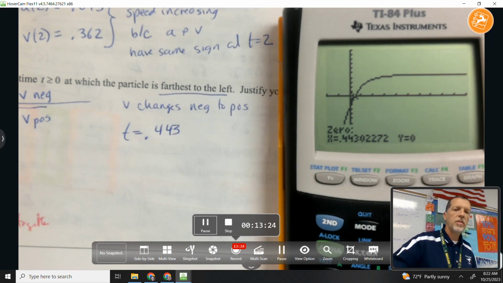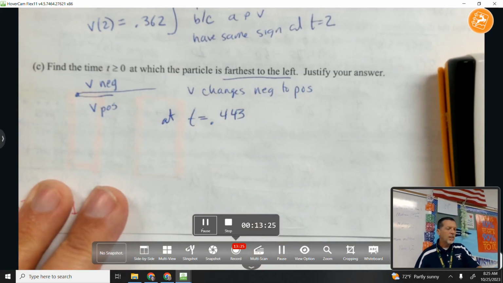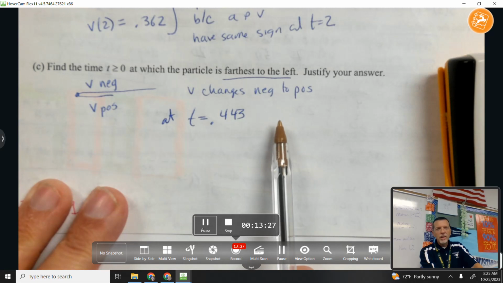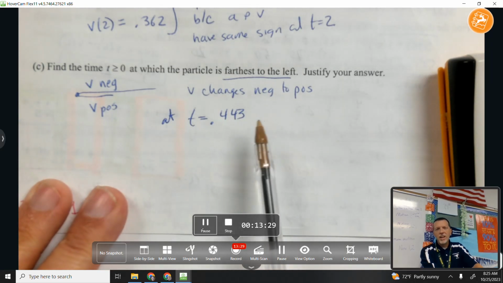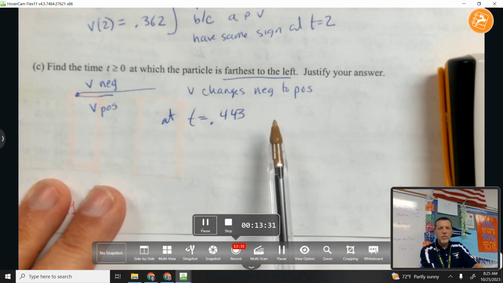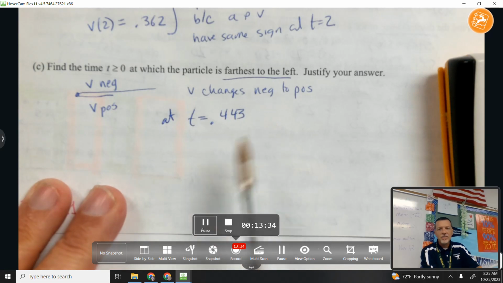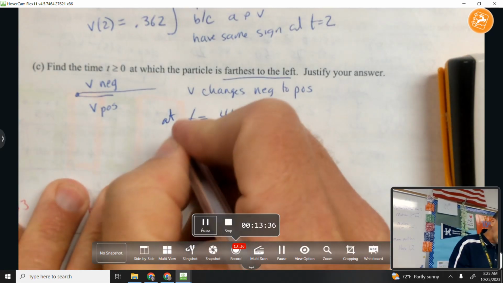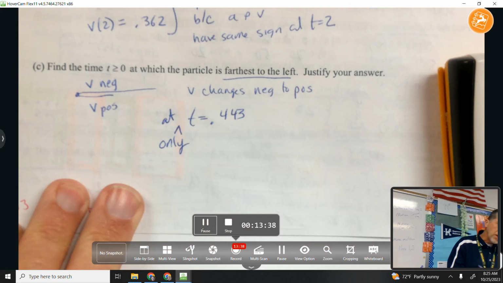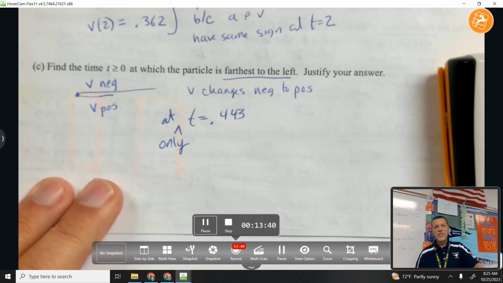pause there for a second. Like just saying it, because if it changes negative to positive at multiple places, then I'd have to know which place is the farthest of the left turnarounds. So I think I'm just going to say it's the only place it happens. That's the only turnaround at the left side that happens. So that's got to be the farthest left that it goes.